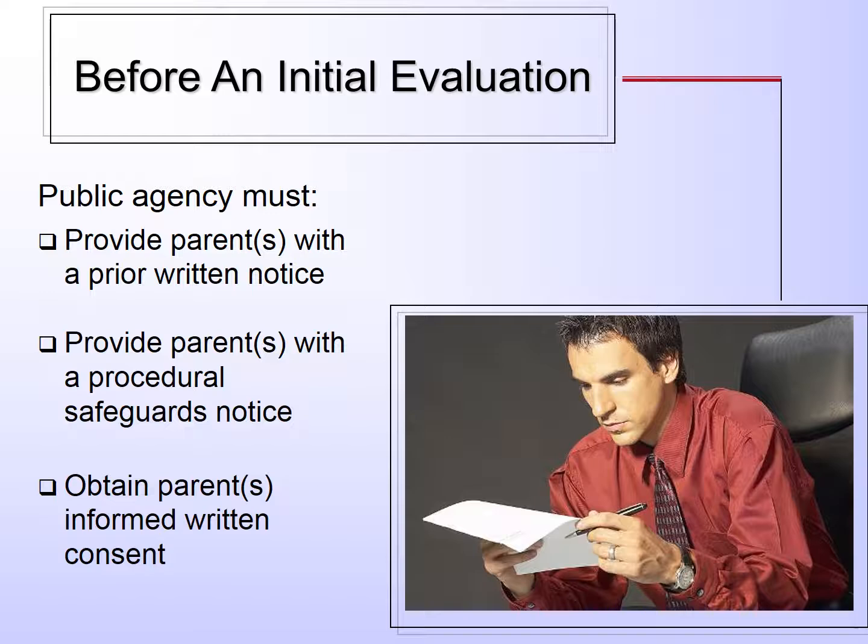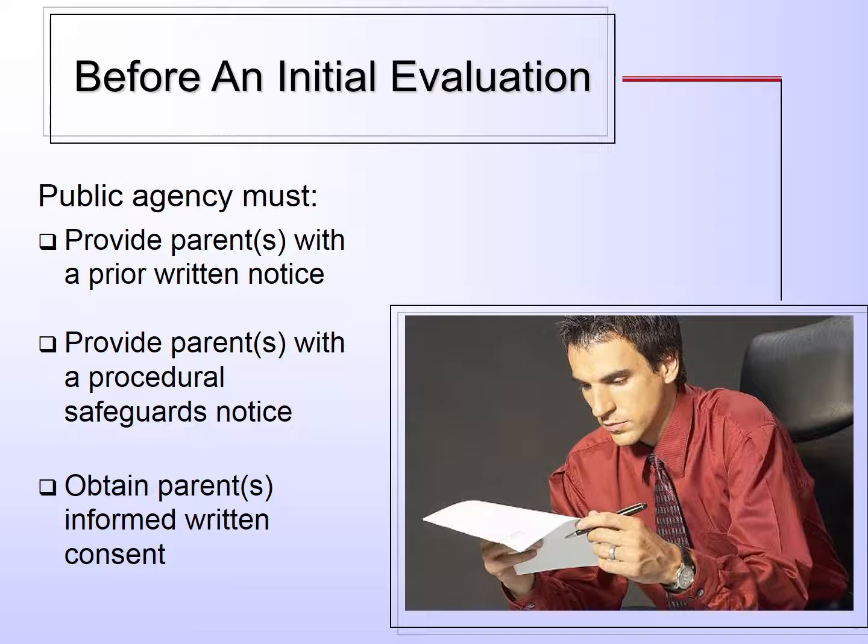After a referral for evaluation has been made, and before conducting an initial evaluation of a child, a public agency must provide parents with a prior written notice, provide parents with a procedural safeguards notice, and obtain parents' informed written consent. A prior written notice refers to the public agency's obligation to inform parents a reasonable time before it proposes or refuses to take specific actions, such as initiating an initial evaluation of the child.